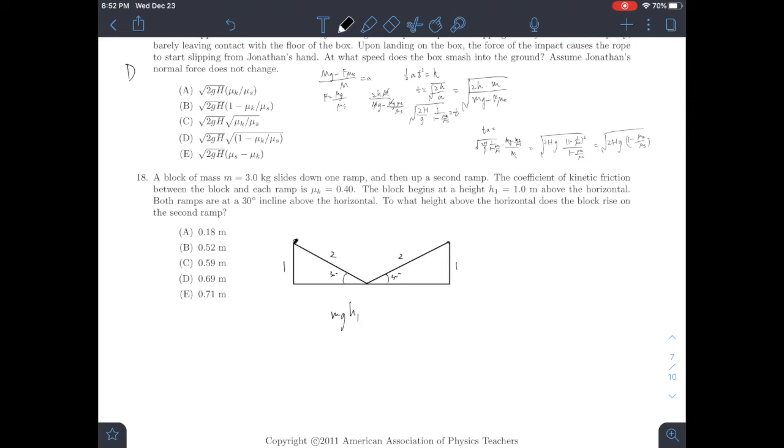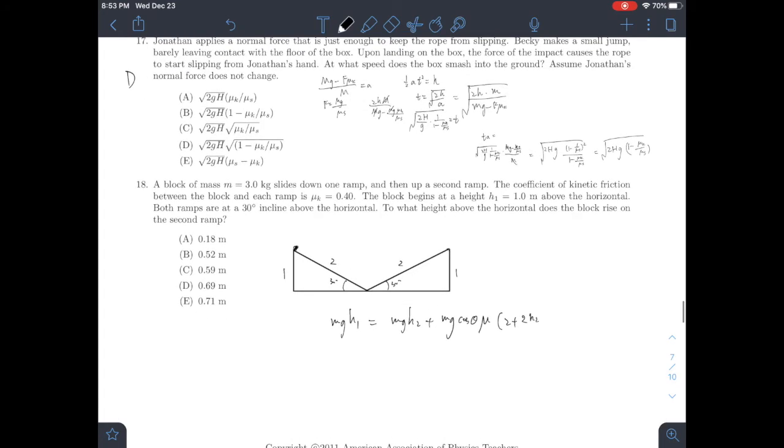As the ball slides down, we can use the conservation of energy. The first gravitational potential energy is equal to the second gravitational potential energy plus the work done by the friction, which is mg cosine theta times mu times 2, which is the first ramp. It has to go through the first ramp, plus the distance it goes through the second ramp, which is h2, the height above the horizontal, divided by sine of theta, sine of 30 degrees, which is 2h2. Then we solve this expression. We cancel all the mg's and solve for h2.